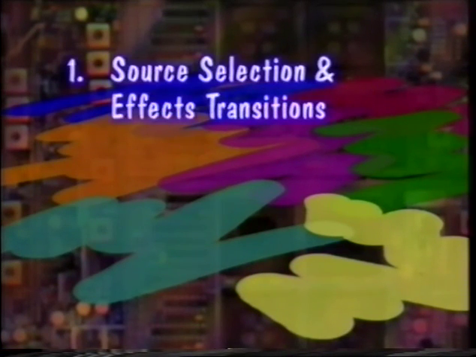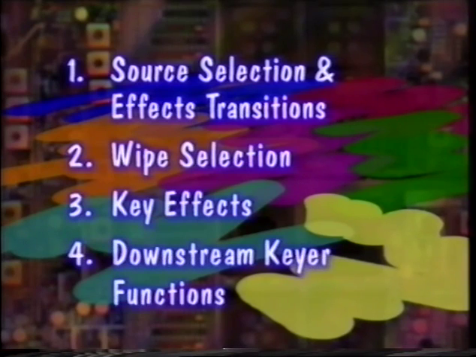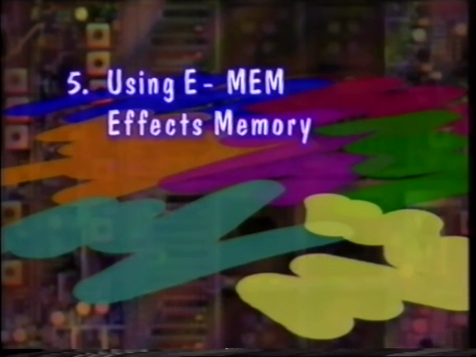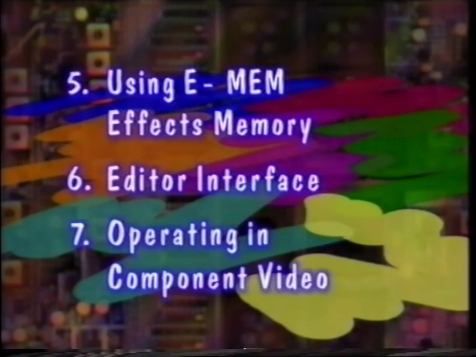The operating procedures section of this program is divided into 7 subsections: source selection and effects transitions, wipe selection, key effects, downstream keyer functions, using eMem effects memory, editor interface, and operating in component video.